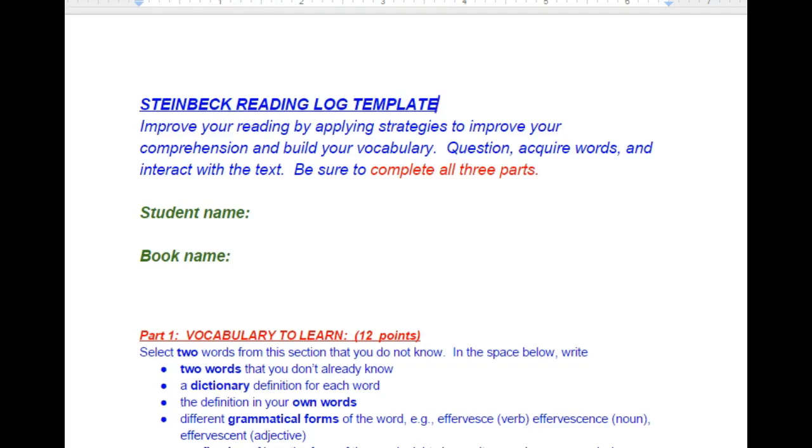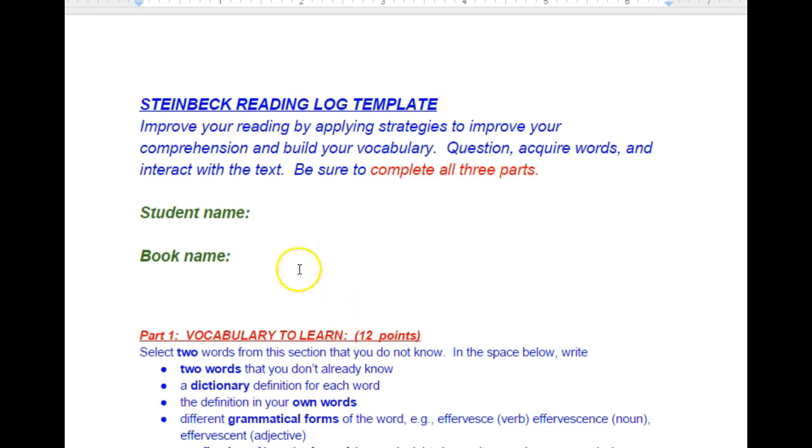Hi there! In this video, I want to walk through the Steinbeck Reading Log for those of you who are having difficulty understanding how to complete this. This is the same log that you're going to use for all 3 sessions as you read your Steinbeck book. So take it seriously, do a good job on it. This is where we document what you're thinking and how you're processing your text.